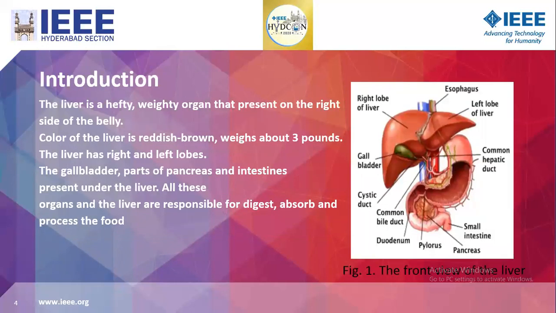Introduction. The liver is a hefty and weighty organ present on the right side of the belly. The color of the liver is reddish brown, and it weighs around 3 pounds. The liver has right and left lobes. The gallbladder, part of the pancreas, and intestine are present under the liver. All these organs and the liver are responsible for digesting, absorbing and processing food.